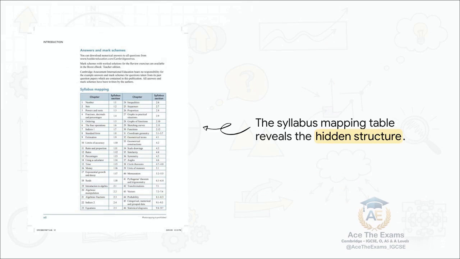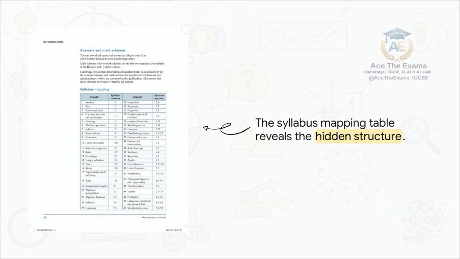Now, what's genuinely fascinating is the syllabus mapping table. It completely reveals the hidden logical structure of the entire course. This isn't just some boring table of contents. It is the matrix itself. Every single chapter is beautifully and meticulously mapped to an exact syllabus section. Chapter 1 maps to Section 1.1, Chapter 46 maps to Section 9.7. This apparent chaos of 46 chapters is actually flawlessly organized.